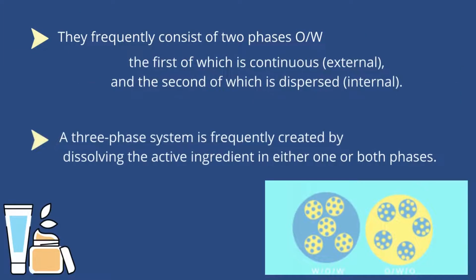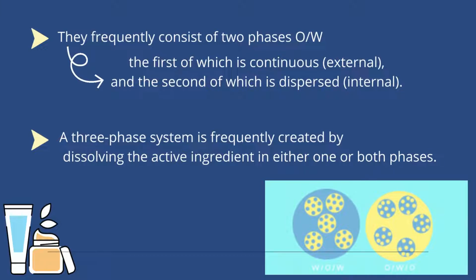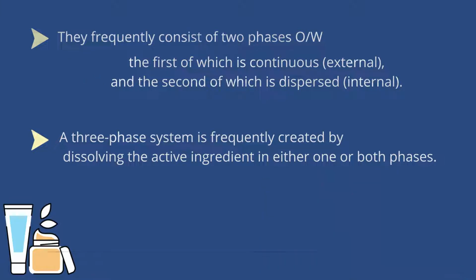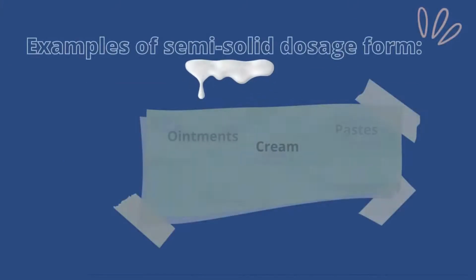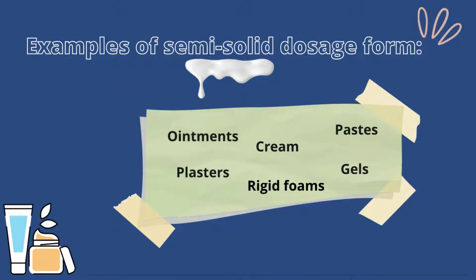They frequently consist of two phases, oil and water, the first of which is continuous and the second is dispersive. A three-phase system is frequently created by dissolving the active ingredient in either one or both phases. Examples of semisolid dosage forms: ointment, paste, cream, gel, blisters, and rigid foam.